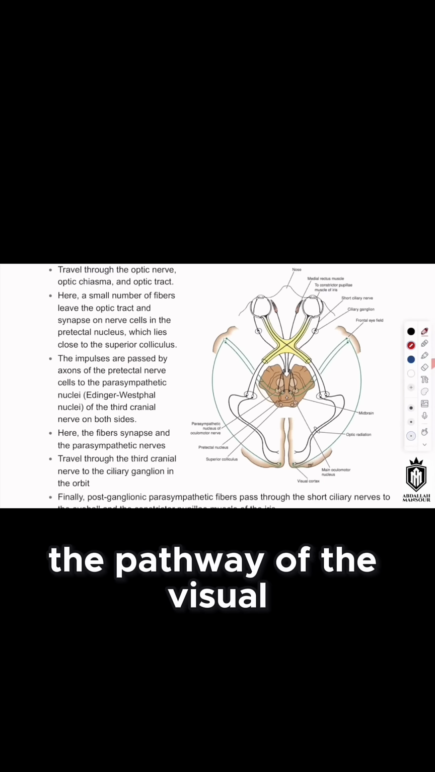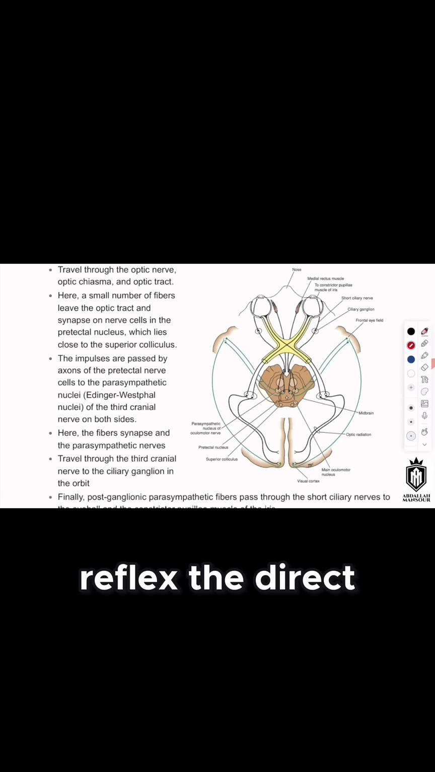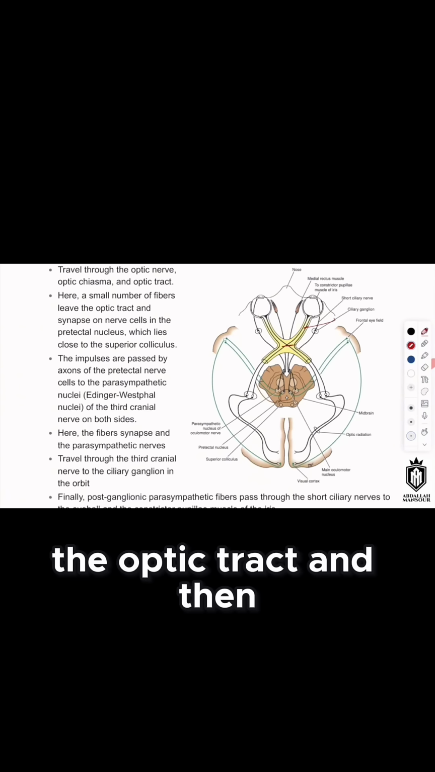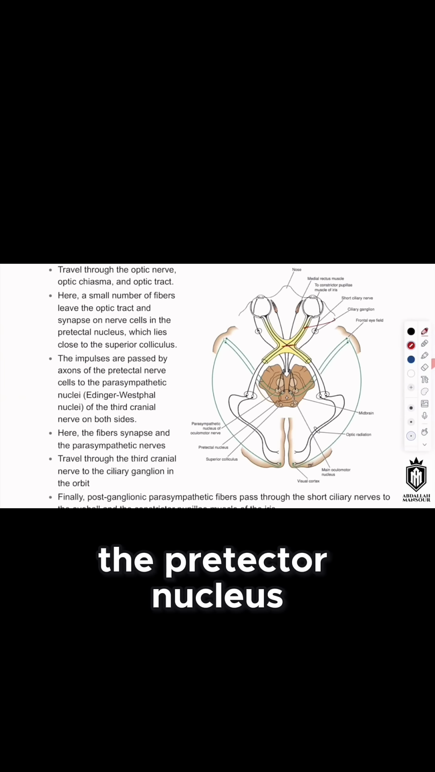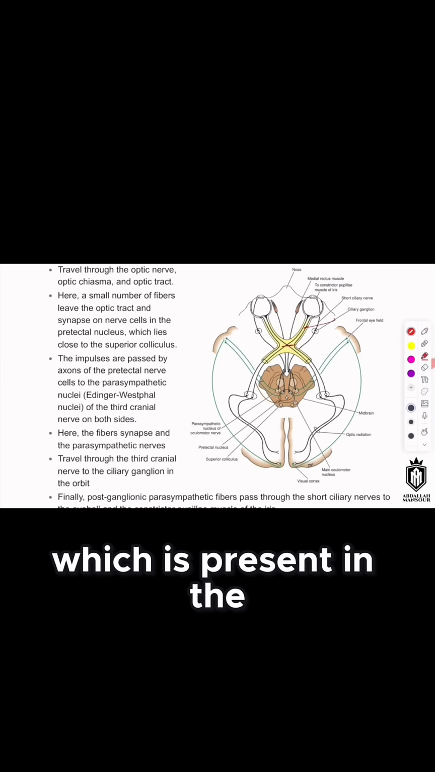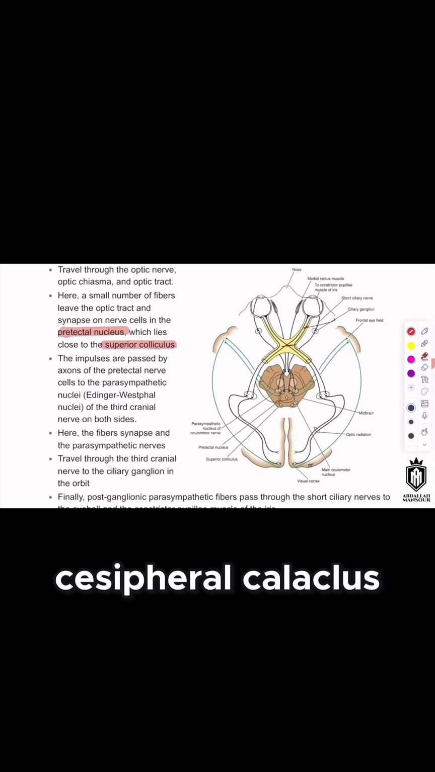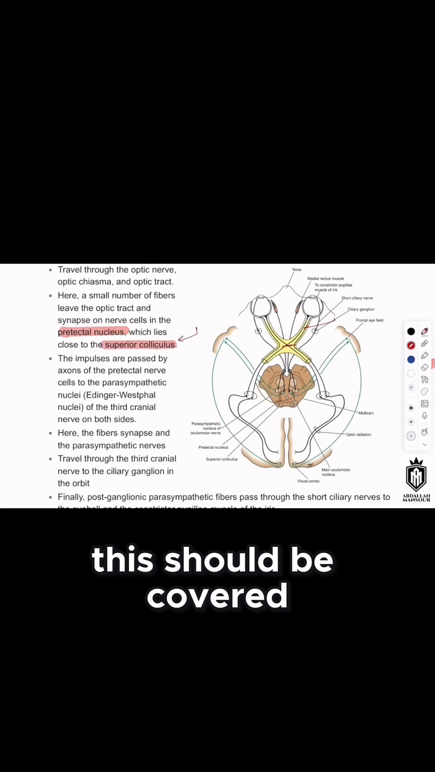So let's talk about the pathway of the light reflex. The direct and the consensual light reflex goes as follows. It all starts from the optic nerve and then goes to the optic chiasm, and after that it will go to the optic tract. And then it will go to something called the pretectal nucleus, which is present in the midbrain. The pretectal nucleus is just very close to the superior colliculus. This should be covered in the midbrain.